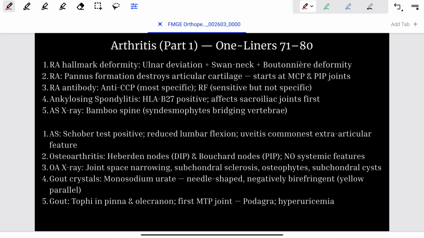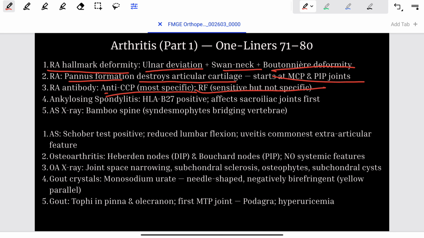Rheumatoid arthritis: classical deformities are ulnar deviation, swan neck deformity, and Boutonniere deformity. In this, pannus formation destroys articular cartilage and commonly begins at the MCP and PIP joints. Anti-CCP is the most specific antibody, while rheumatoid factor is more sensitive.